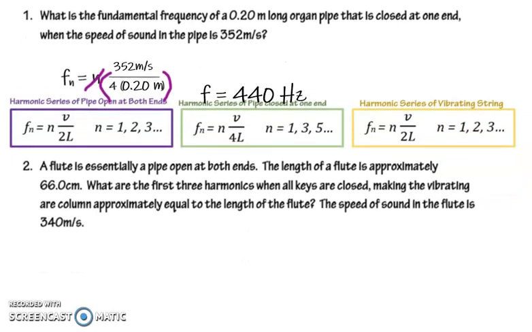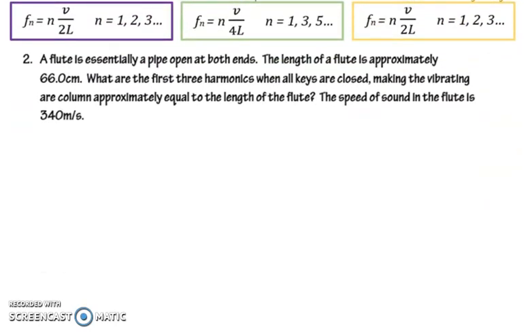And so let's go and finish reading this. Now, a flute is essentially a pipe open at both ends. The length of the flute is approximately 66 centimeters. That is also 0.66 meters for the length. Okay, what are the first 3 harmonics? So we need to figure out F sub 1, F sub 2, and F sub 3. Okay, but first of all we'll start out with our fundamental one.